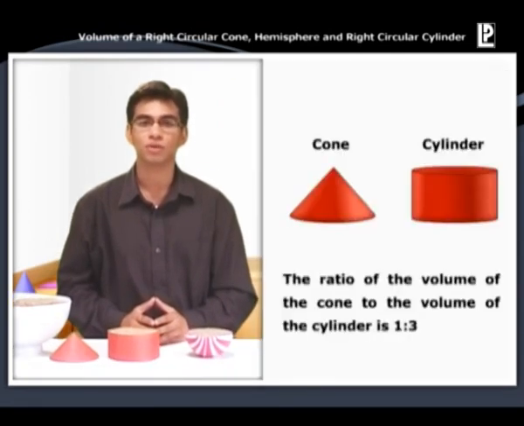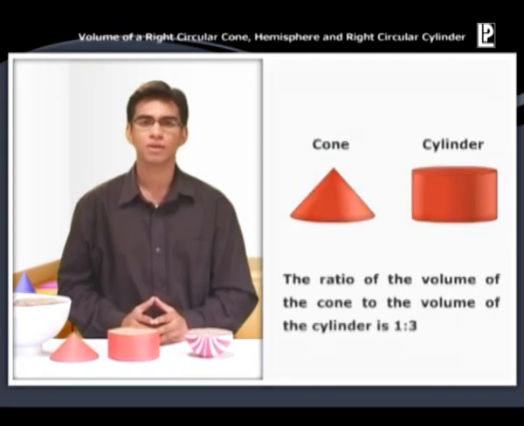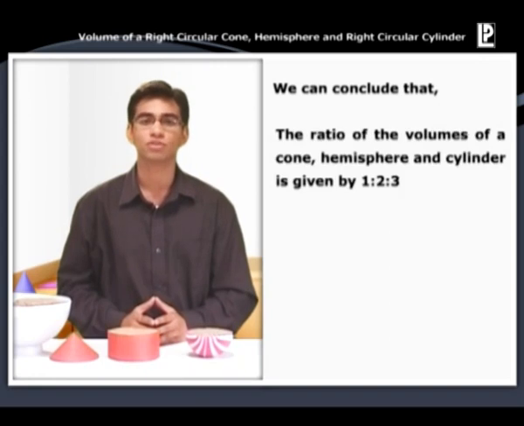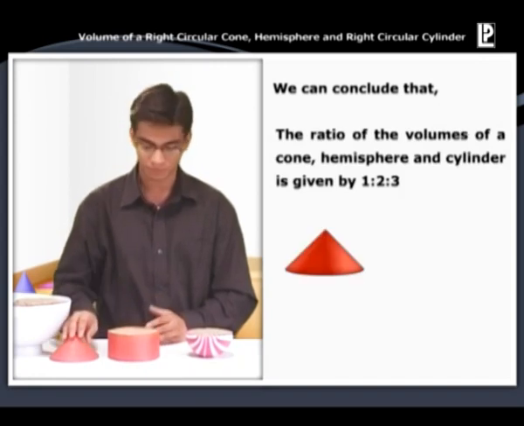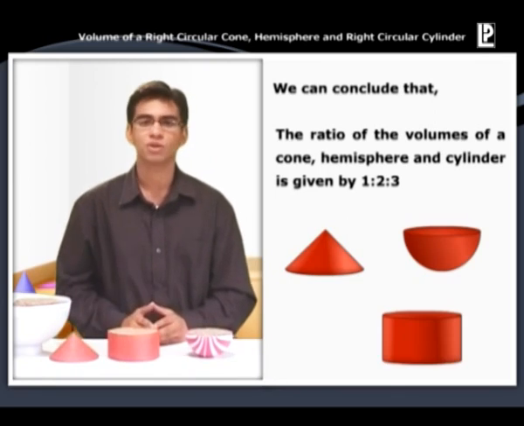With this, we've arrived at the ratio of the volume of the cone to the volume of the cylinder, which is 1:3. We can conclude from this simple activity that the ratio of the volumes of a cone, hemisphere, and cylinder is given by 1:2:3.